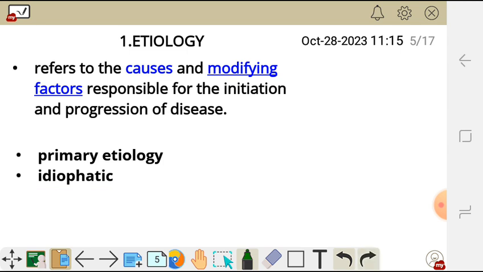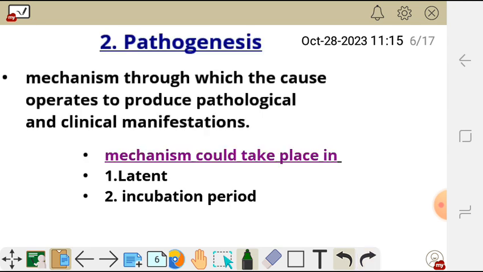Then from the cause of the disease, we move on to what we call pathogenesis. Pathogenesis is simply the mechanisms through which the cause operates to produce pathological and clinical manifestation. So the mechanisms, the processes through which the cause, through which the etiology operates to produce pathological and clinical manifestation is what we call pathogenesis of a disease.